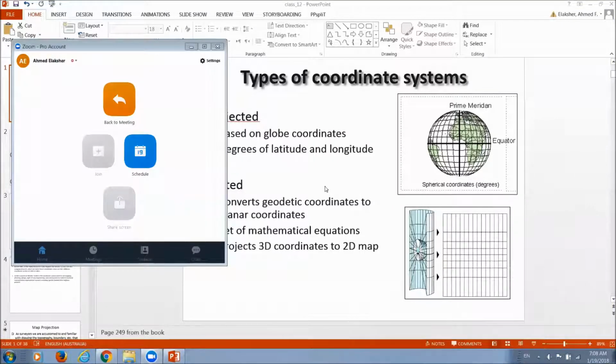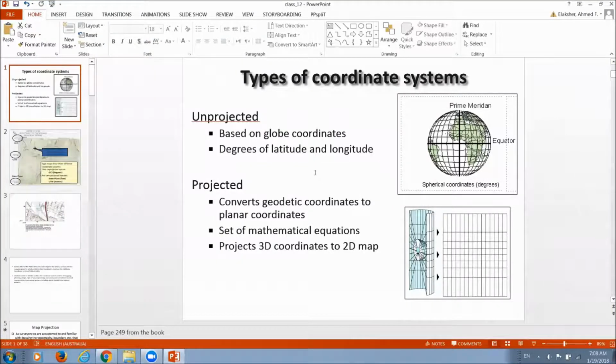Okay, hello everyone. I'm recording this lecture for our February the 6th class, which I've been missing. And this is going to be about map projection. And I'm going to show you some of the slides here.